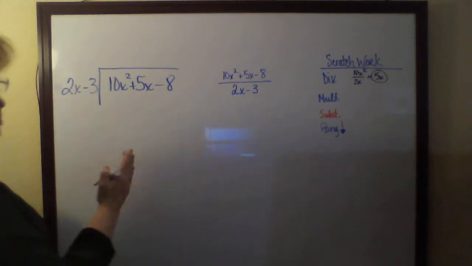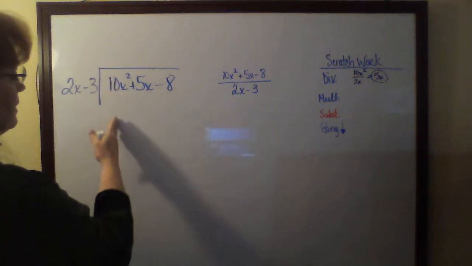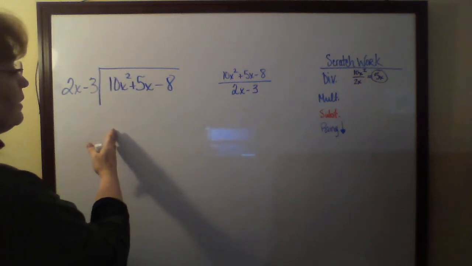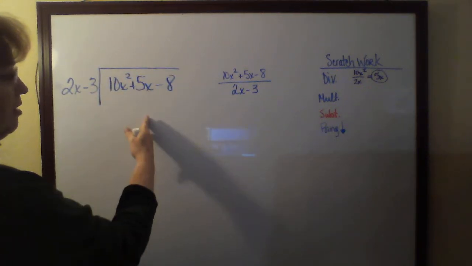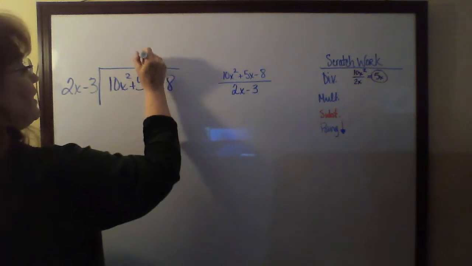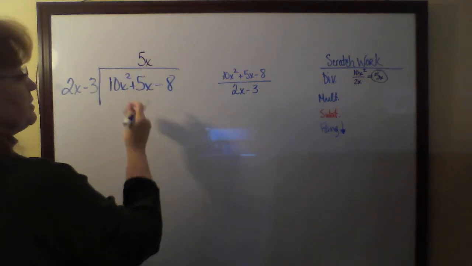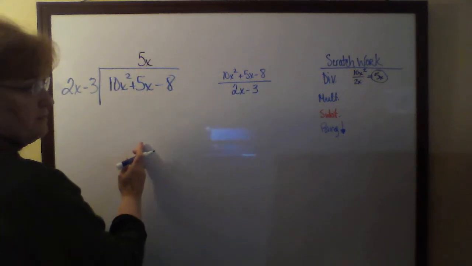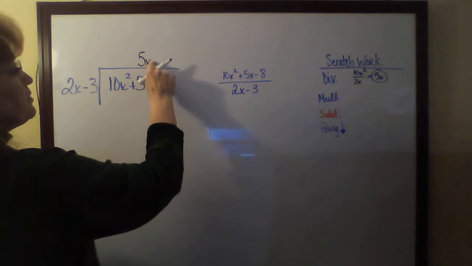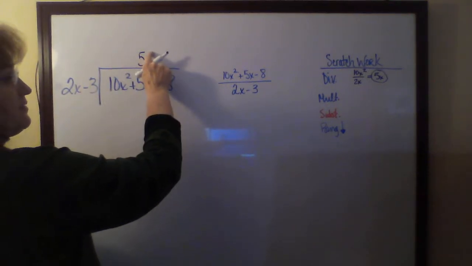Now, we're also going to use columns as we go. For example, this is going to be the degree 2 column. This will be the degree 1 column and the degree 0 column, okay? So 5x is going to go above the 5x that's here. They have nothing to do with each other except they're the same degree. Okay? So after we divided 10x squared by 2x, we found 5x, which goes here.